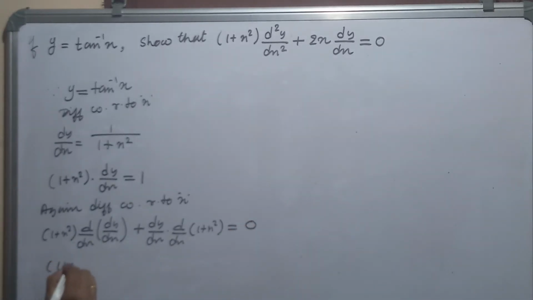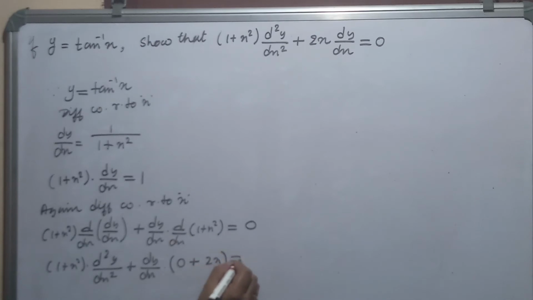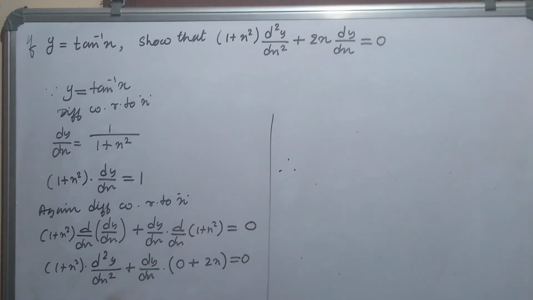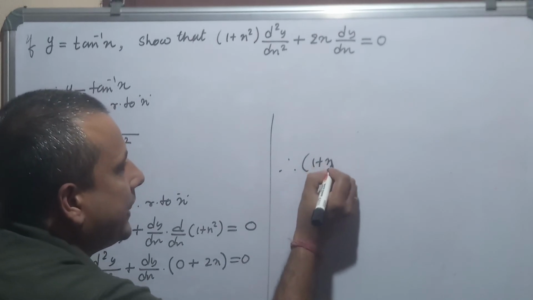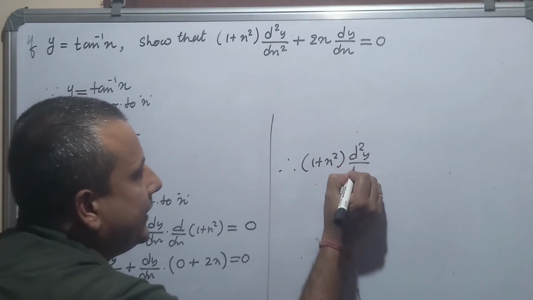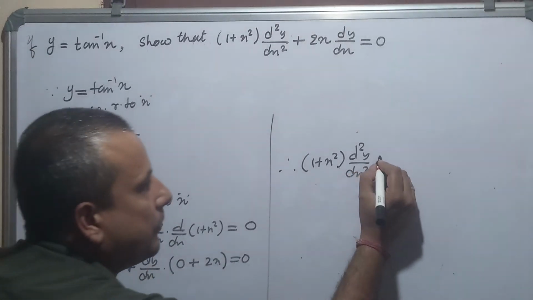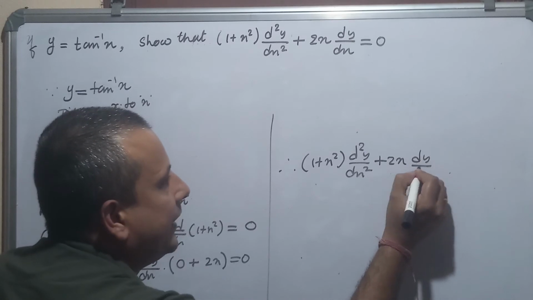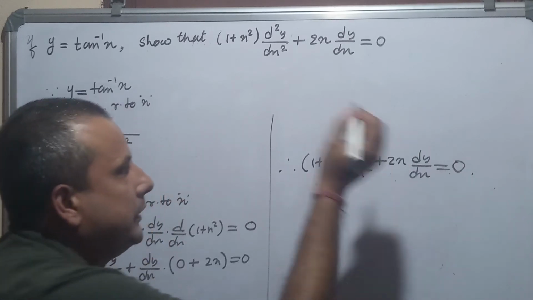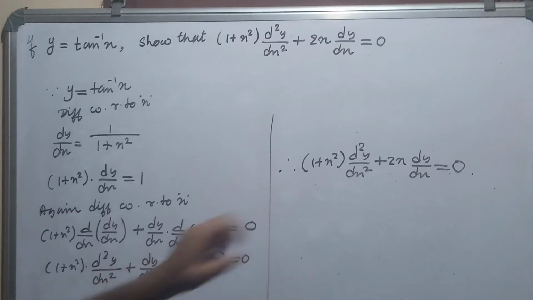Now (1 plus x square) into d/dx of dy by dx is d2y by dx square, plus dy by dx into the derivative of 1, 0, plus the derivative of x square, it is 2x, equals to 0. Now then, therefore, it is (1 plus x square) d2y by dx square plus 2x dy by dx equals to 0. It is proved. This identity is proved.